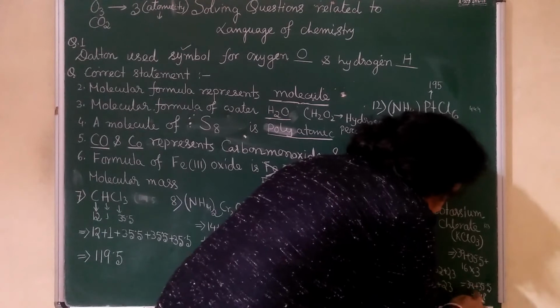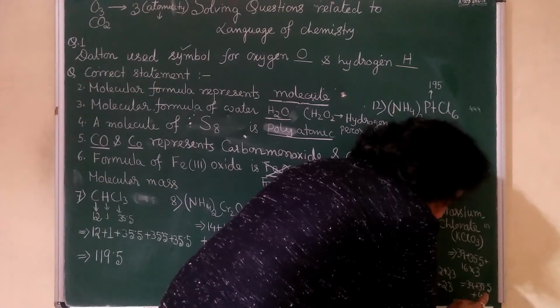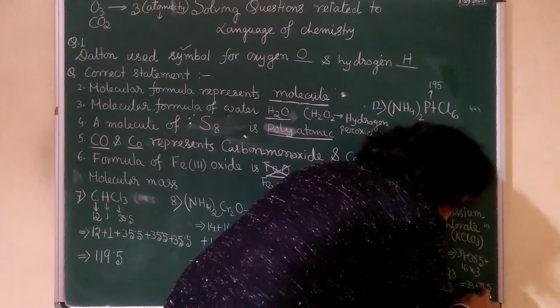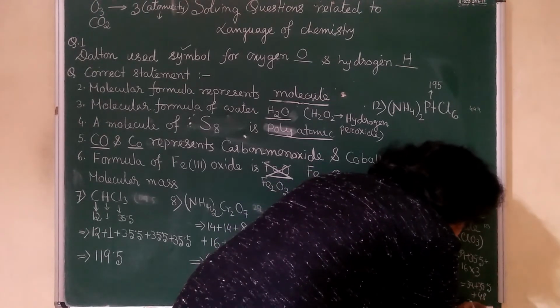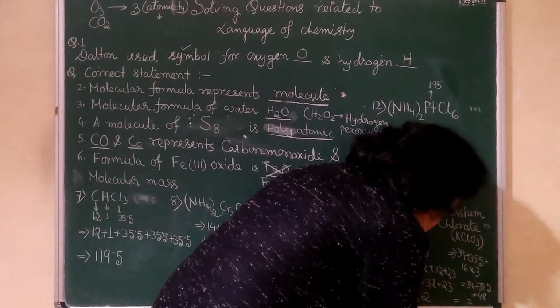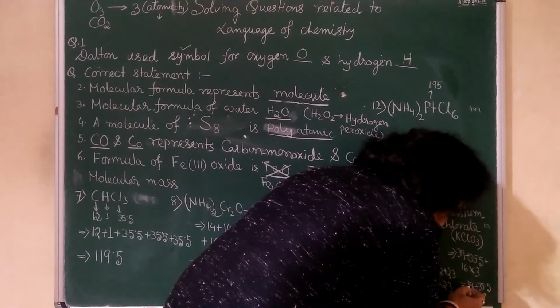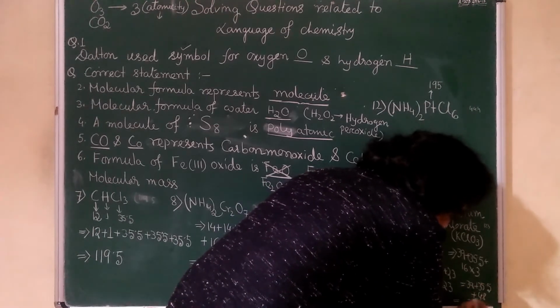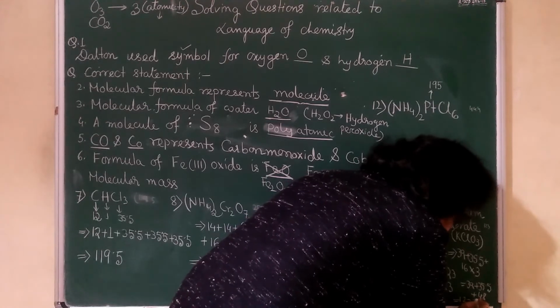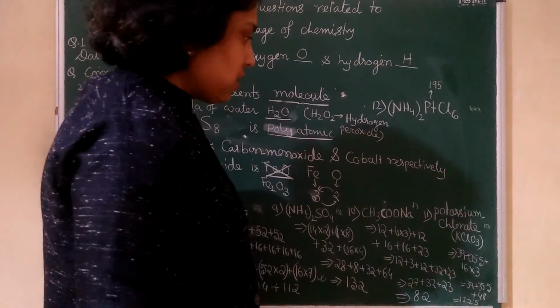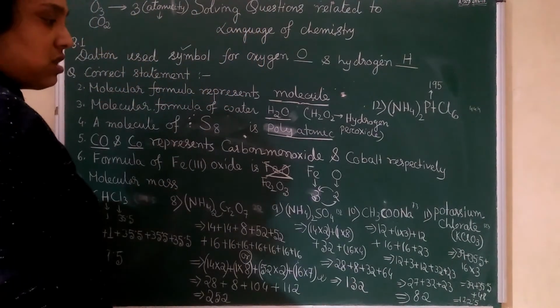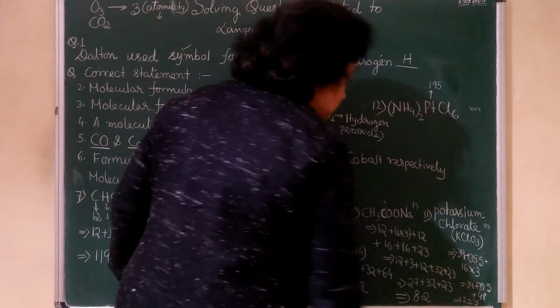What will it be? 8, 8, 16, 17. 17 and 5 is 22. 2 is remaining. 3, 3, 6. 10, 12, 22.5. Okay. So this is all about the atomic mass.